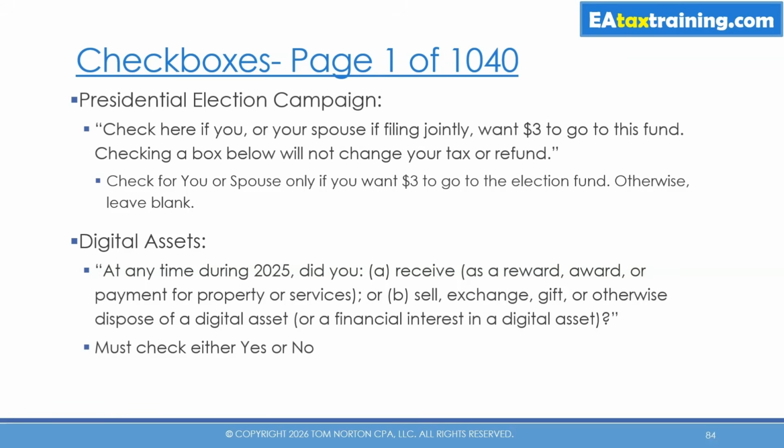Next box is for digital assets, and it says, at any time during 2025, did you A, receive as a reward, award, or payment for property or services, or B, sell, exchange, gift, or otherwise dispose of a digital asset or a financial interest in a digital asset? So the IRS is still trying to figure out how to deal with all of these virtual currencies and NFTs and Bitcoin and all of that. So one of the things they want to do is to make sure that anybody who is dealing in those things, the IRS knows about it.